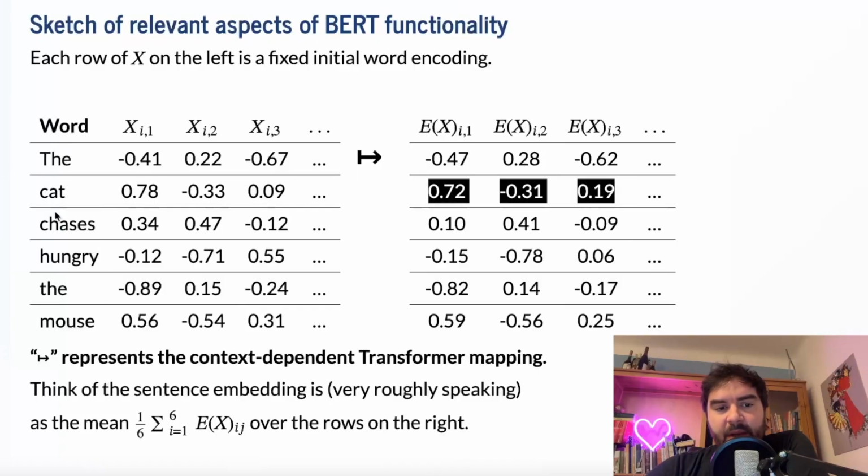So this will be a 6 times 800 matrix of floats. These floats are all in the interval -1 to 1. And then what the core part, this transformer, does is map it to another such sized data set. And then, very roughly speaking, to embed the whole sentence, we basically in the end average over the columns, and then we get another single 800 dimensional object that represents the whole sentence.